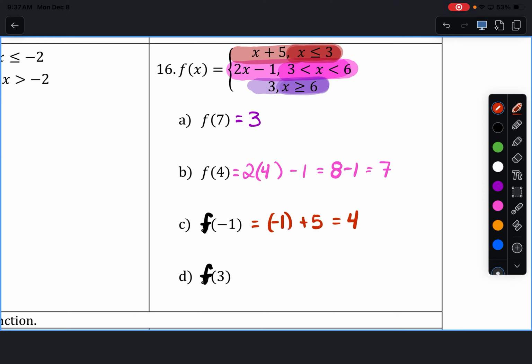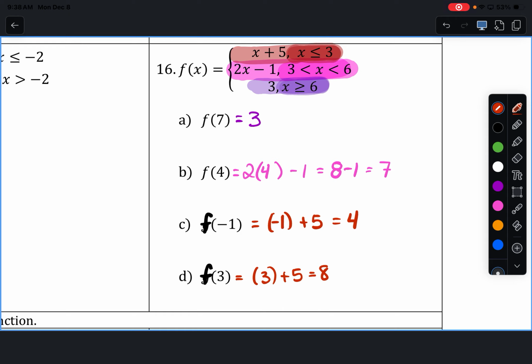Okay, for f of 3, is 3 less than or equal to 3? Yes. So we're going to use that first equation. It is equal to x plus 5. But what do we need to plug in for x? What is 3 plus 5? There we go.